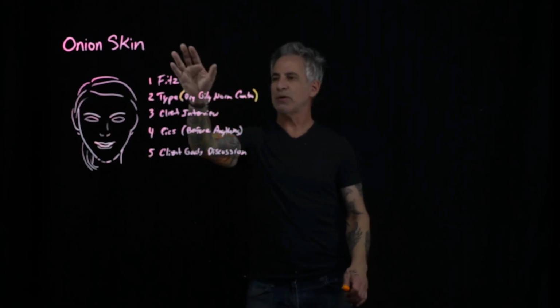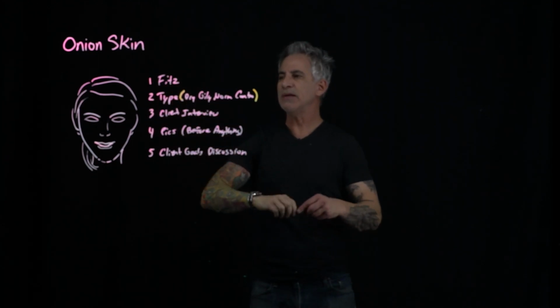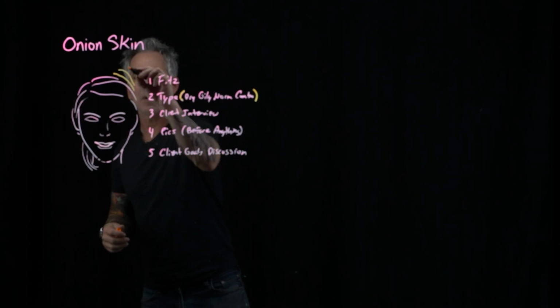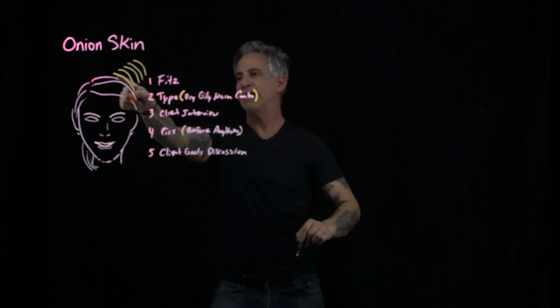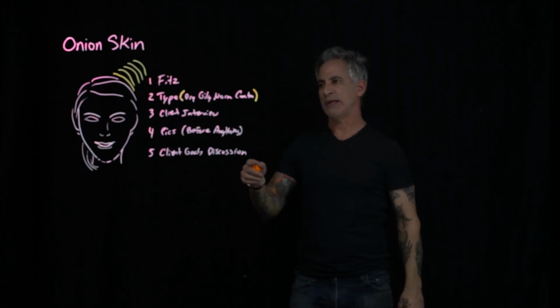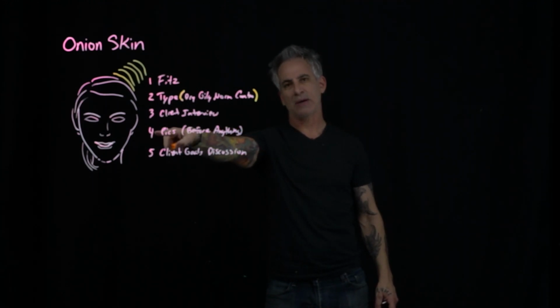So the first one, I'm going to go through all five. First, an onion skin is basically this. See, this is, you know, 1 layer, 2 layer, 3 layer, 4 layer, 5 layer. Each layer represents 1, 2, 3, 4, 5. So the first thing you want to do is decide what Fitzpatrick scale she is.